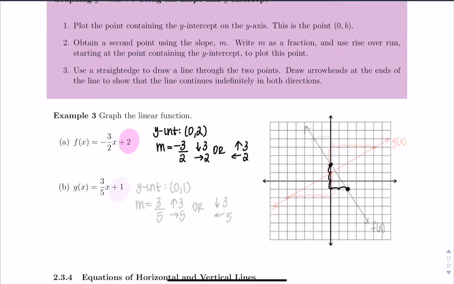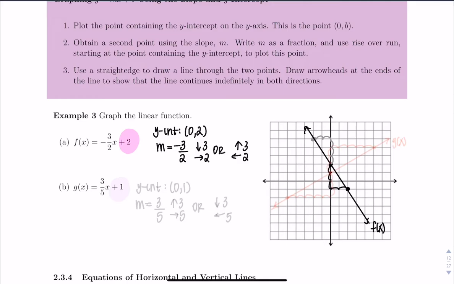This time I'm going to go up 3 units and go to the left 2 units. So in either case, our points were going through the same line. So this is f of x. Go ahead and pause the video and try g of x on your own.